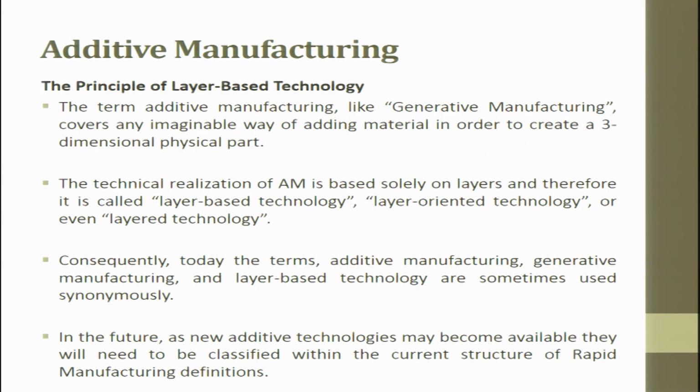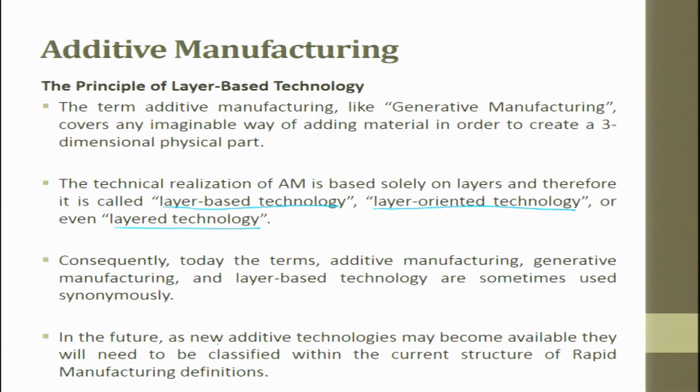The principles of layered based technology. The term additive manufacturing, like generative manufacturing, covers an imaginable way of adding materials in order to create a three-dimensional physical part. This is done from the data received from the virtual form. The technical realization of additive manufacturing is based solely on layers, and therefore it is called layer based technology or layer oriented technology or even layered technology. Consequently, today the terms additive manufacturing, generative manufacturing and layered based technologies are sometimes used synonymously.